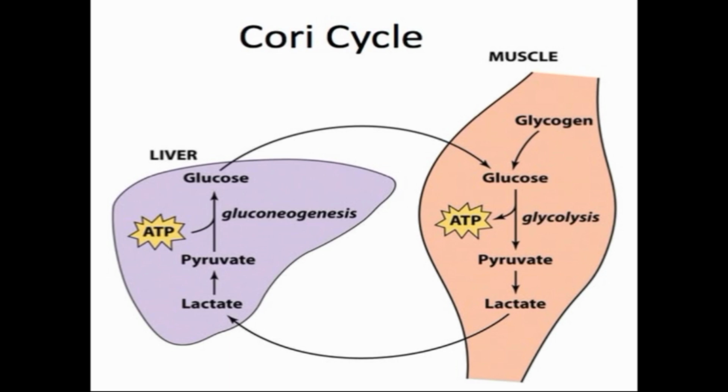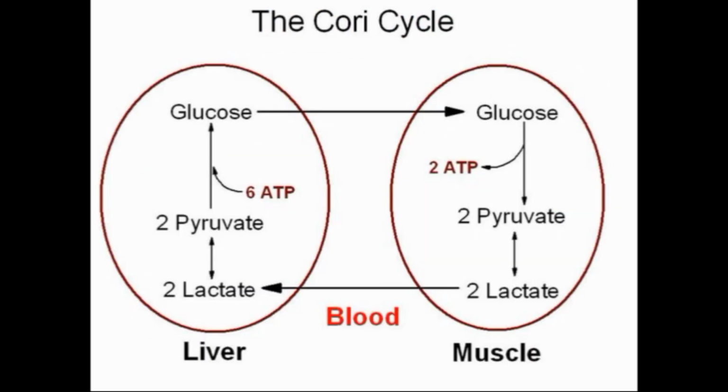You can see the liver and the muscle here. In the muscles, glycogen is converted to glucose, and then this glucose is converted to pyruvate by the process of glycolysis, in which ATP is released. This pyruvate is converted by intense exercise or any other activity into lactate, where the anaerobic process occurs. Lactate is then transferred to the liver, where it is again converted to pyruvate, and ATP is added by the process of gluconeogenesis, and then glucose is regenerated. Here is another picture. You can also use it for reference.